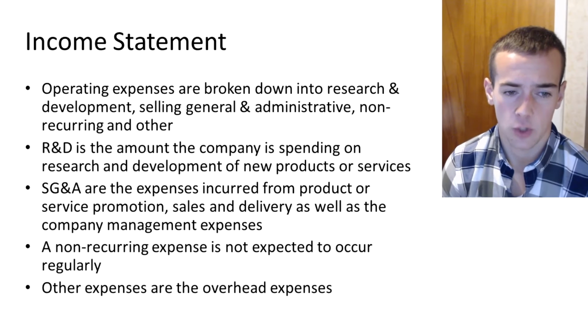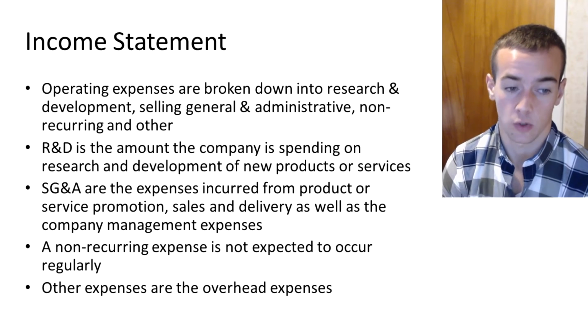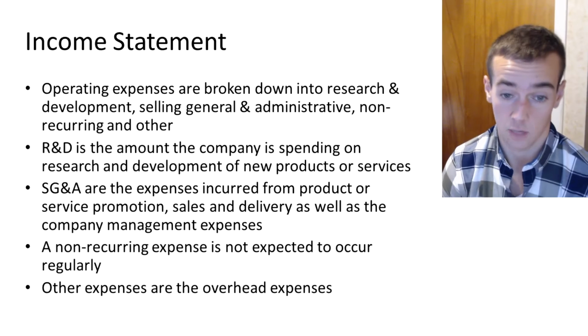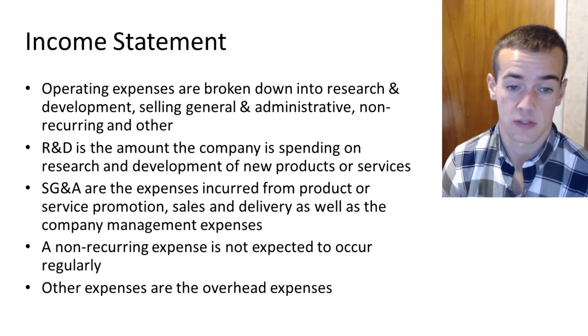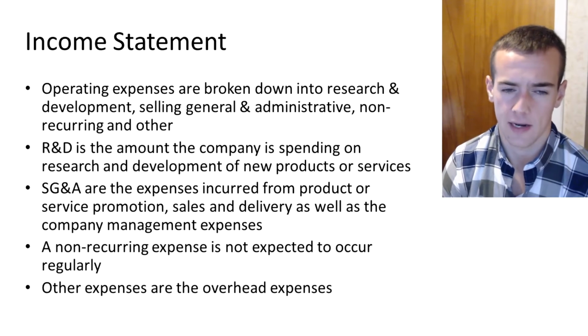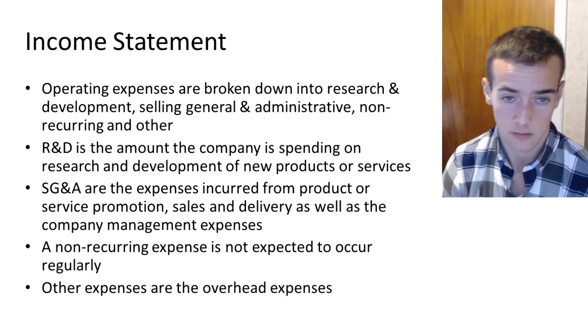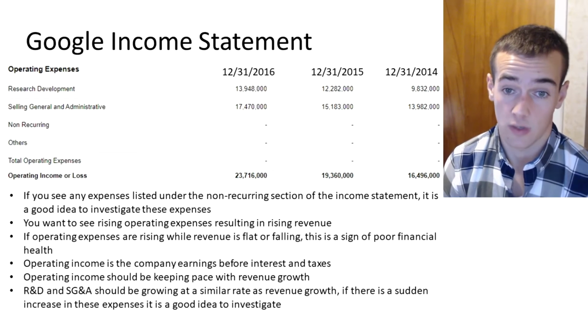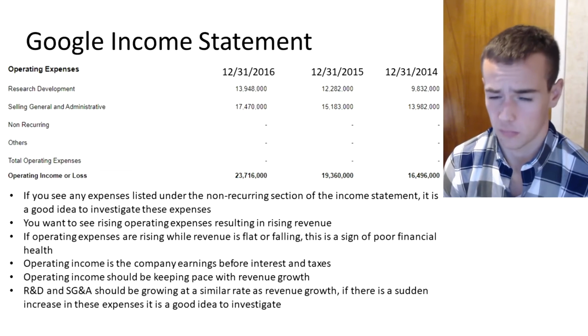And then a non-recurring expense is not expected to occur regularly. That is why it's labeled as non-recurring. And other expenses are the overhead expenses, which you may not even see listed because oftentimes they're tied in with the SG&A. Now again, like I said, you want to look at this annually as well as quarterly, but we're going to be looking at the annual numbers here.